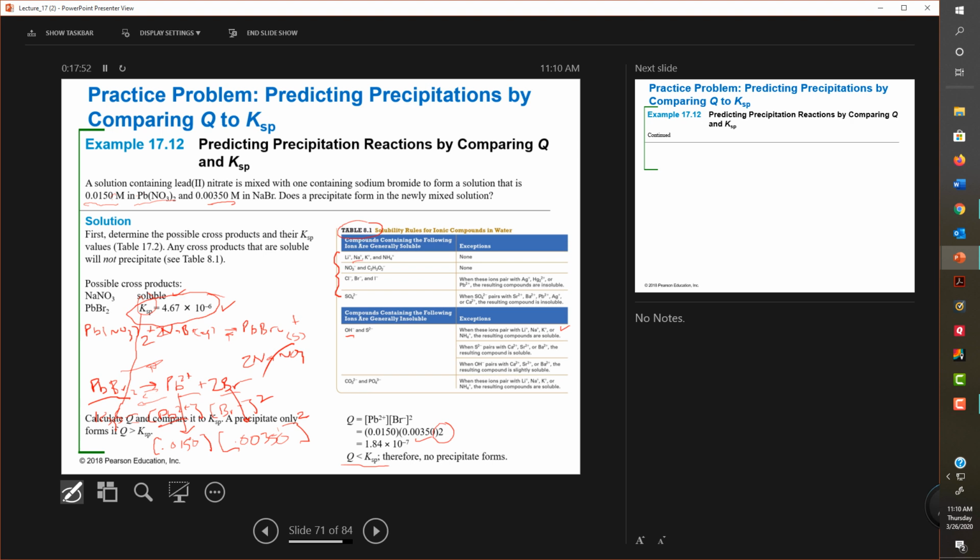Now, if Q is greater than KSP, you can't for sure say a precipitate will form. You can say that you either have a saturated or a supersaturated solution. Again, sometimes you add things together and Q can be larger than KSP, and if not, we just don't have that spark for it to precipitate out, and therefore you'd have a supersaturated solution.